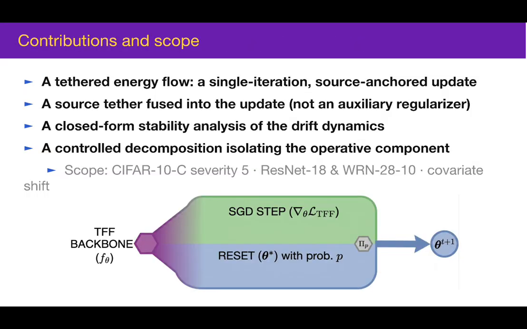To summarize my contributions: first, the method itself, which puts the source data directly into the update rather than editing it on the side; then the closed-form stability analysis; and then the controlled decomposition that shows what really works. And the scope, to be clear, is for now just CIFAR-10 corruption, CNN architectures, and this corruption type of shift.